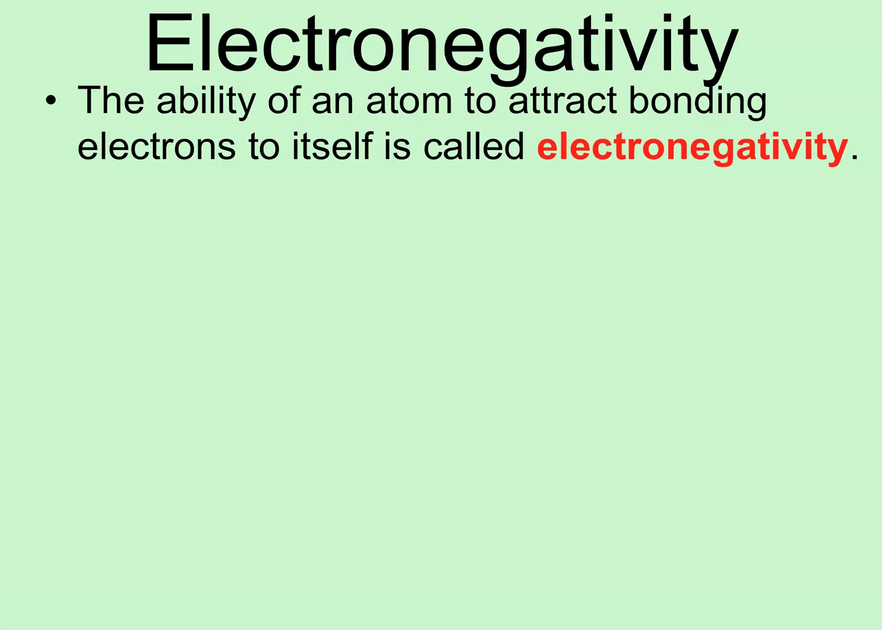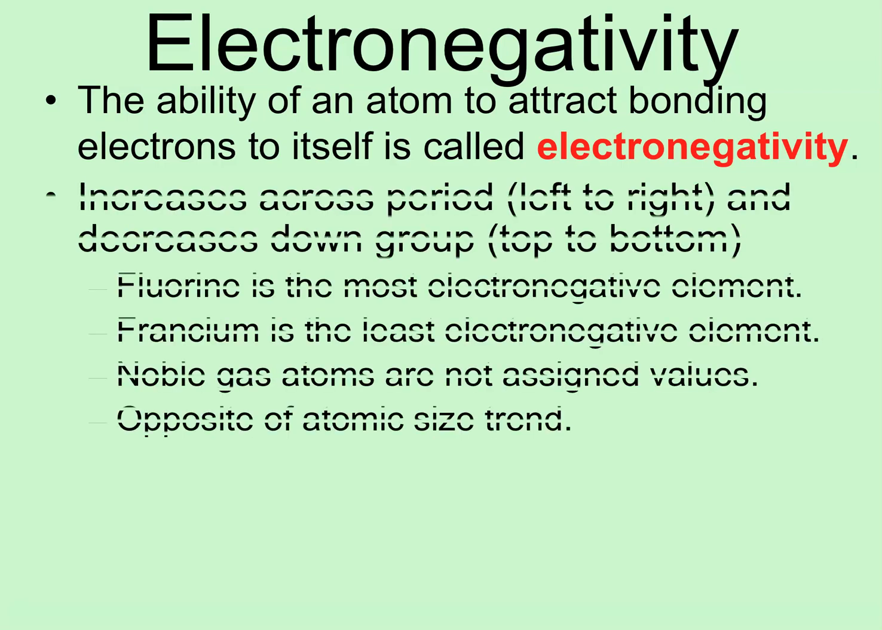All right, our last trend, electronegativity. We all are familiar with this one, but again, it deals with the attraction of electrons within a bond. Keep in mind, electron affinity is an atom by itself gaining an electron. Here we have electronegativity also attracting electrons, but within a bond between two atoms. So, a big, significant difference.